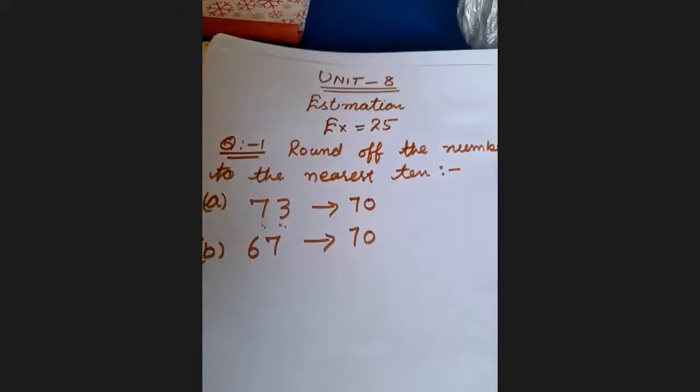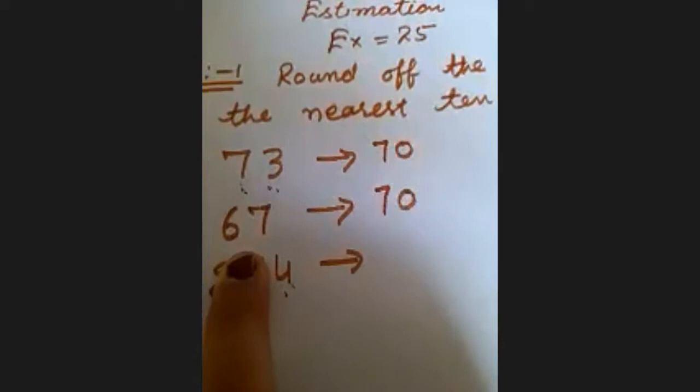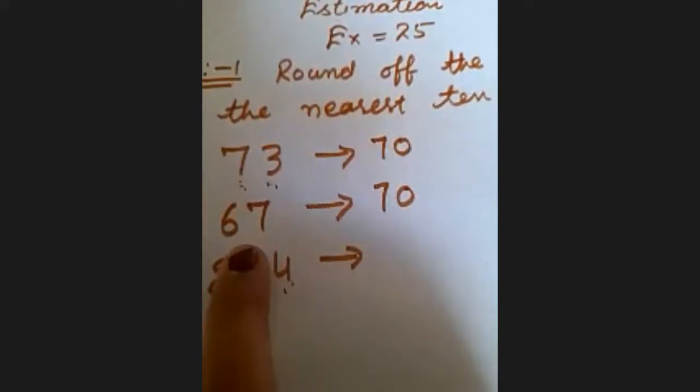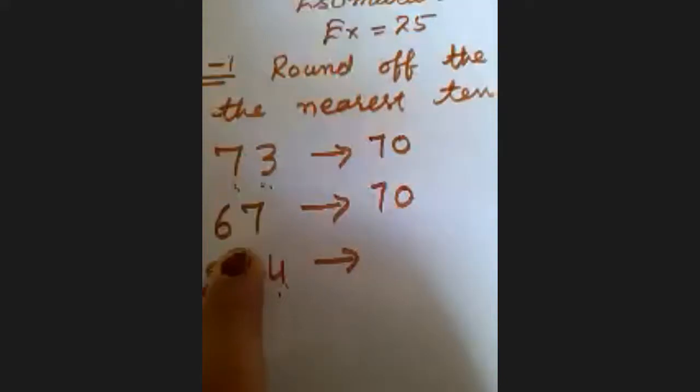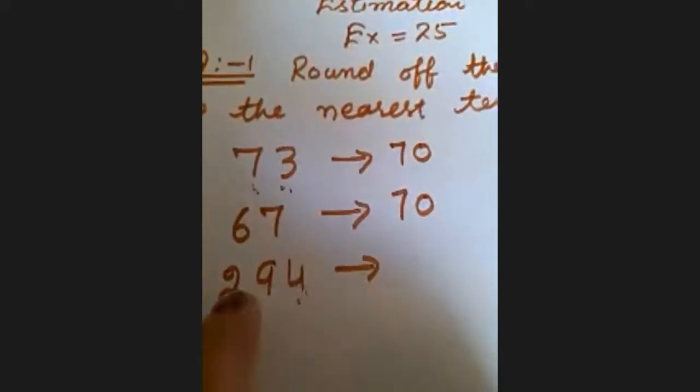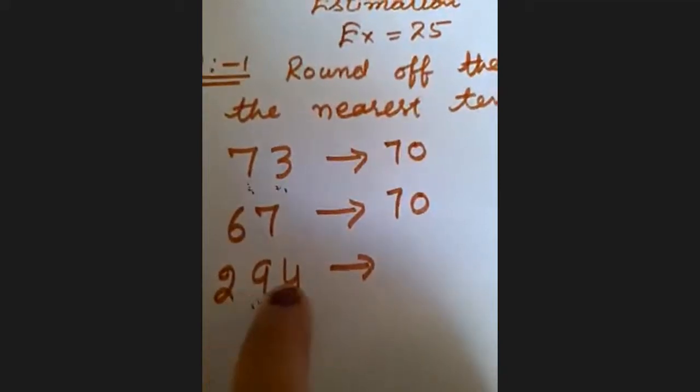Next is part C, 294. Now, students, ones, tens. Number 4 is at ones place and number 9 is at tens place. We are finding the round off of the number to the nearest 10. So put your finger at the tens place and observe the next number. Next number is 4. 4 is less than 5. So the nearest value is 290.